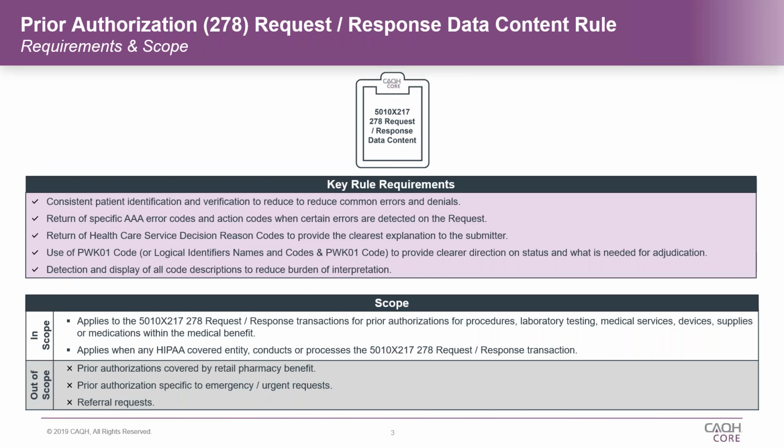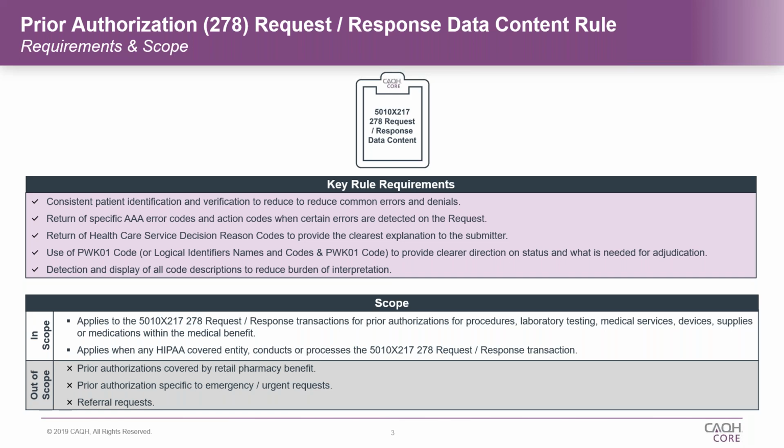The Phase 5 CAQH CORE Prior Authorization 278 Request Response Data Content Rule targets one of the most significant problem areas in the prior authorization process: requests for medical services that are pended due to missing or incomplete information, primarily medical necessity information. These rule requirements reduce the unnecessary back and forth between providers and health plans and enable shorter adjudication timeframes and fewer staff resources spent on manual follow-up.